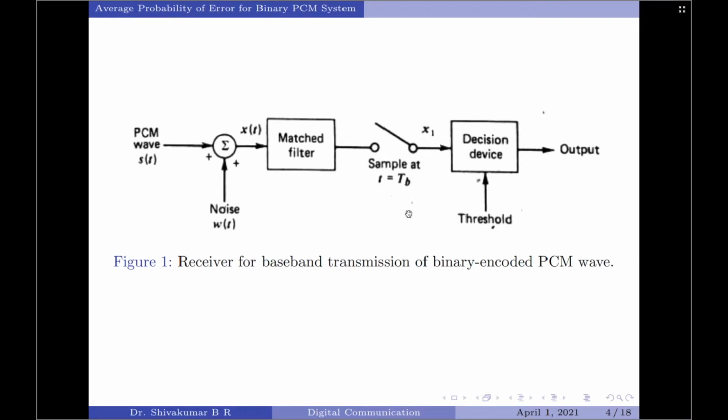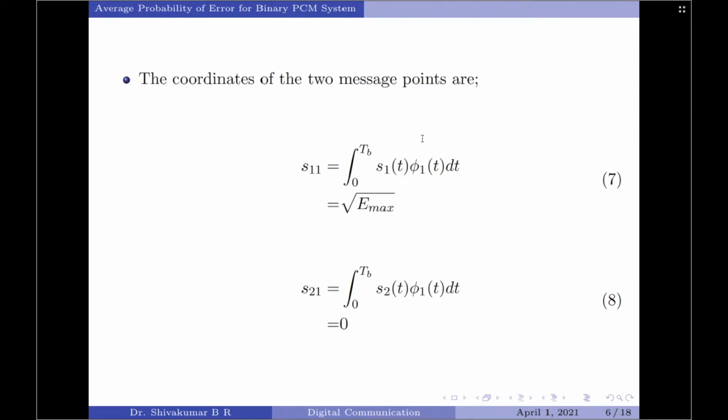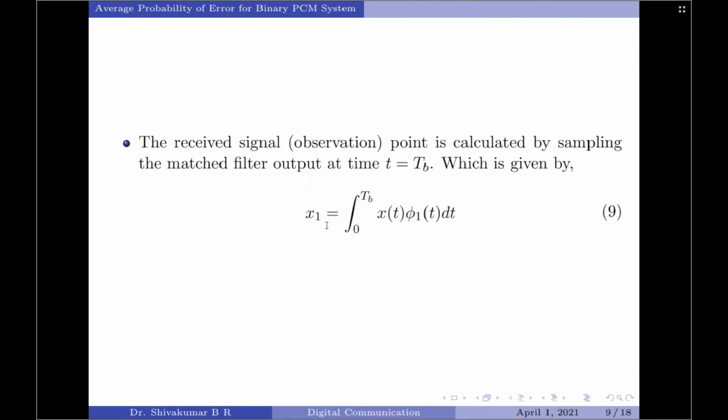As you can see in the matched filter diagram here, the received signal point is calculated by sampling the matched filter output at time t equals Tb. This creates a number x1, and you can express this x1 in terms of an equation as x1 equals integral 0 to Tb x of t into phi1 of t dt. We should note that when symbol 0 is sent, the mean of x1 is 0. On the other hand, when symbol 1 is sent, the mean of x1 is root of Emax.